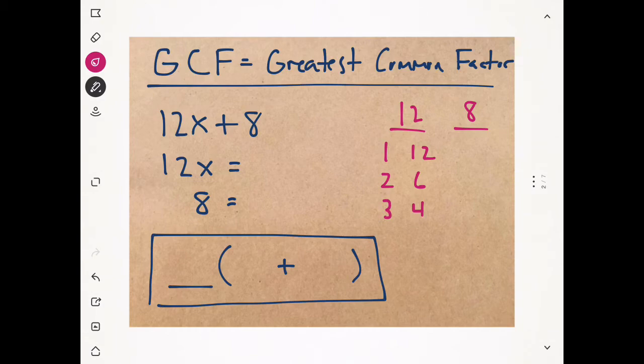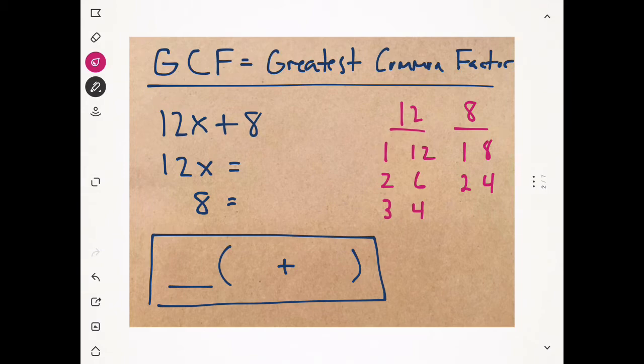Okay, and then the other thing I need to do is 8, so I know that 1 times 8 is 8. And the only other one we have is 2 times 4. Okay, so we've made these two lists of factors of 12 and 8.